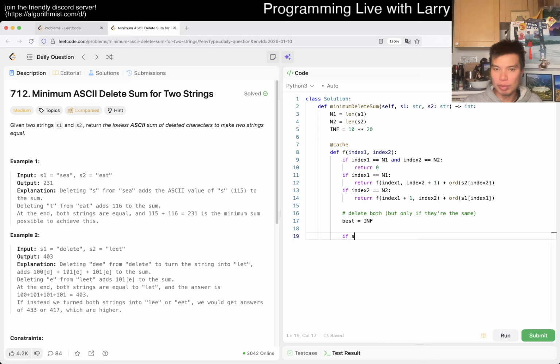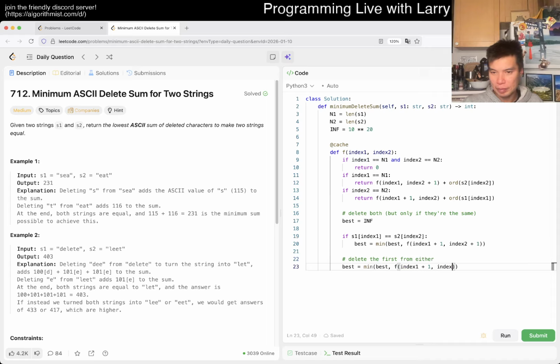If S1 of index 1 is equal to S2 of index 2, as we said, we just treat the cost as equal to 0, right? Yeah, and then we do, I want to write plus 0, but obviously it just means it's 0. And then now we just delete one, delete the first from either, right? And that should be good. That should be enough to be good.